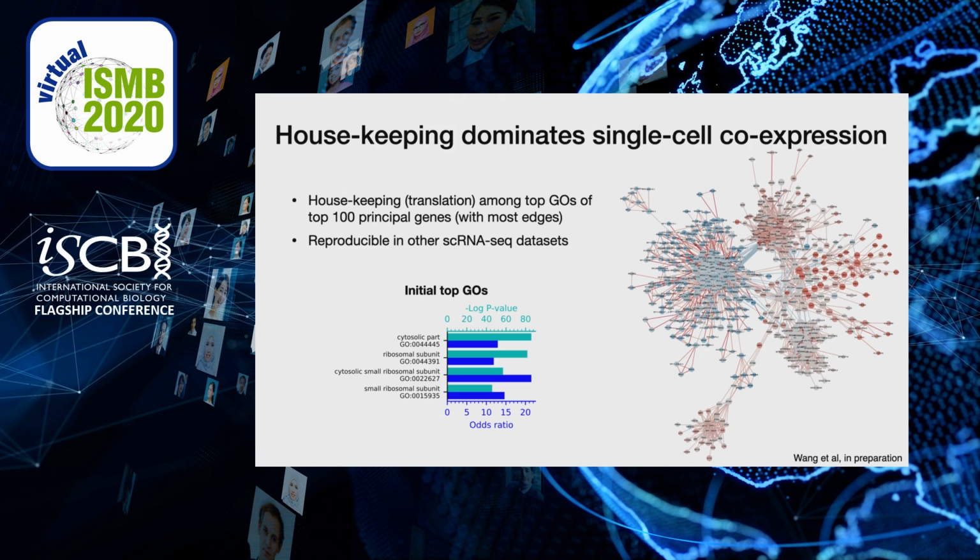Then we move on to look at single-cell co-expression. In this case, as you can see here, this is the co-expression we discovered. You don't really need to look into the details, but it's more or less like a hairball. But here you have a lot of ribosomal genes, indicating that housekeeping roles might be dominating single-cell co-expression. And when we did GO enrichment on the top principal genes, meaning those with the most edges, we found this was indeed the case. The top GOs were mostly ribosomal subunit and so on, indicating translation activity. These are definitely genuine co-expressions, and people may be interested in the translation in dysfunctional T cells. But personally, I'm looking into some of the more cell-type specific functions and genes in the co-expression.